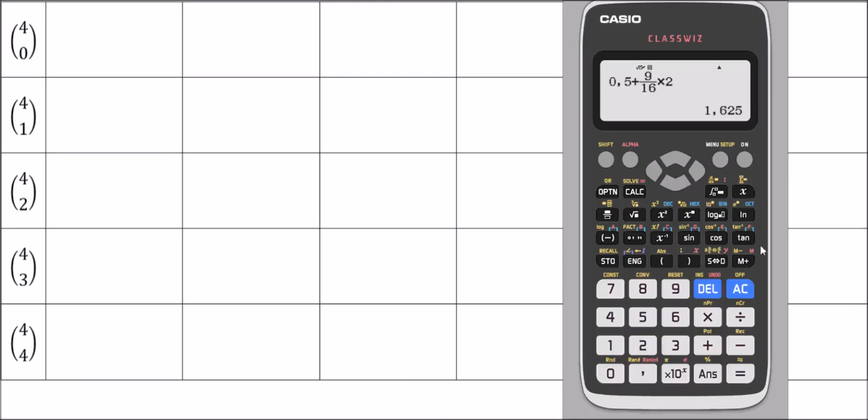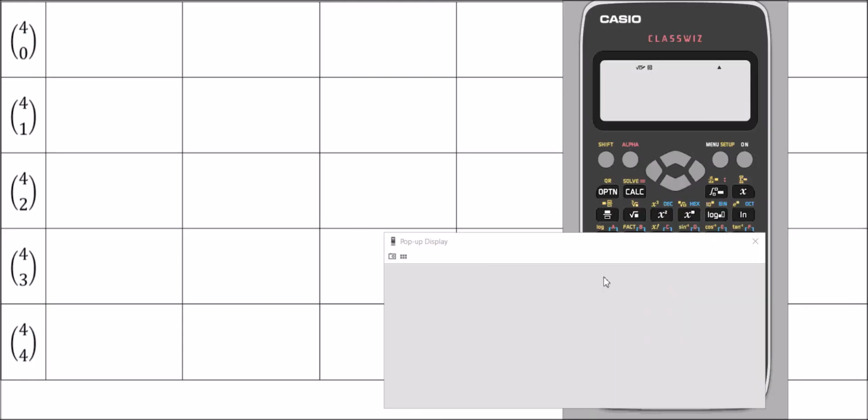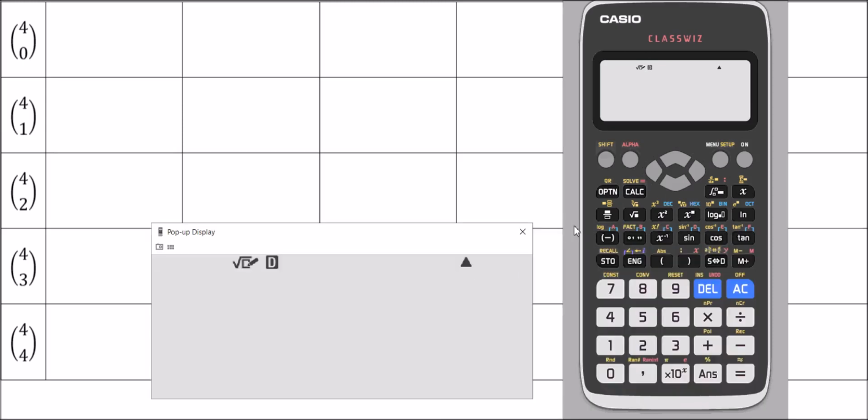So just a recap for you, how do we do this on a calculator? So where's a combination button? First of all, we type the first number here, then shift, press the divide button, then 0. So 4 choose 0. There's only one way that could happen. The only way it can happen is like this.